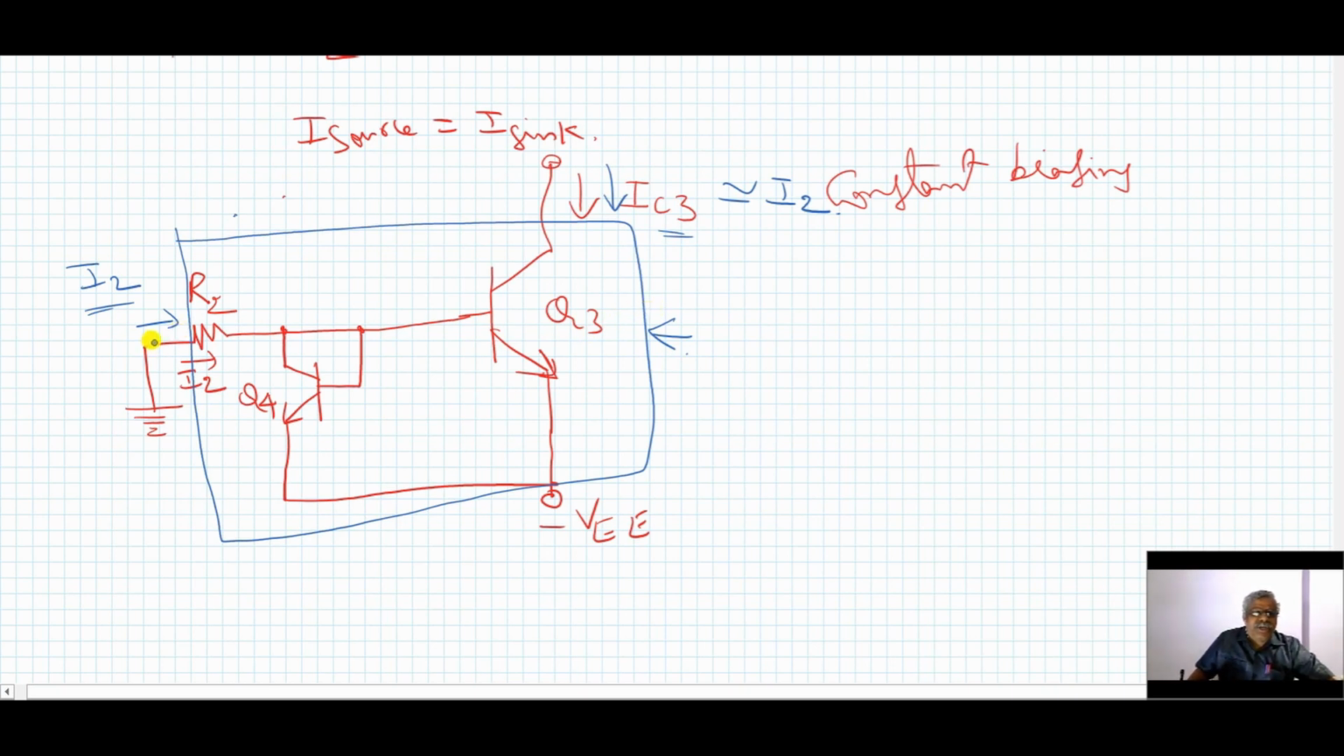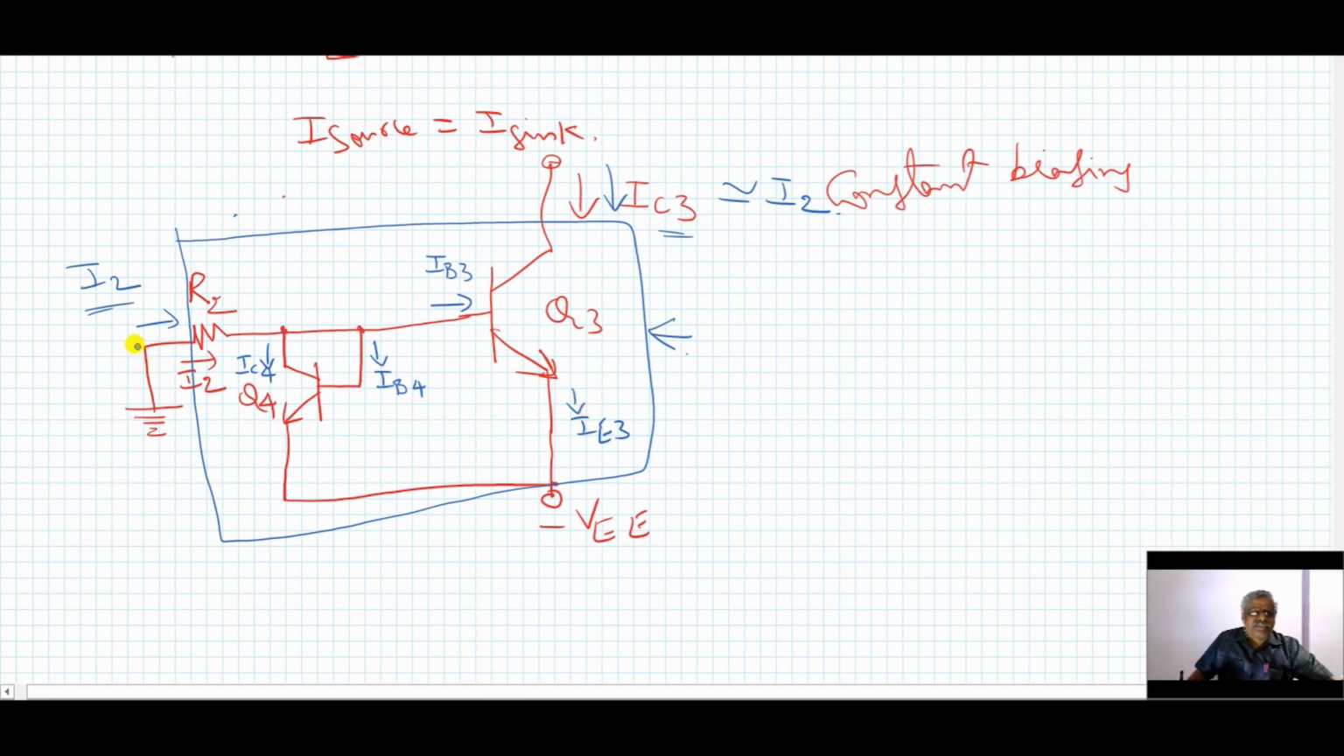Okay. So let the current flowing through R2 be I2, and let the current entering into this Q3 transistor base terminal be IB3, and current flowing through this transistor Q4 base is IB4, and current flowing through the collector of this Q4 transistor is IC4. Okay, let us represent like this, the currents flowing through the transistors. Now let the emitter current flowing through this be naturally IE3. IE3 is almost equal to IC3. That is known to us.